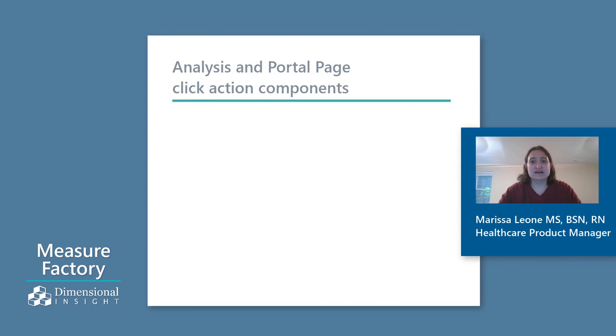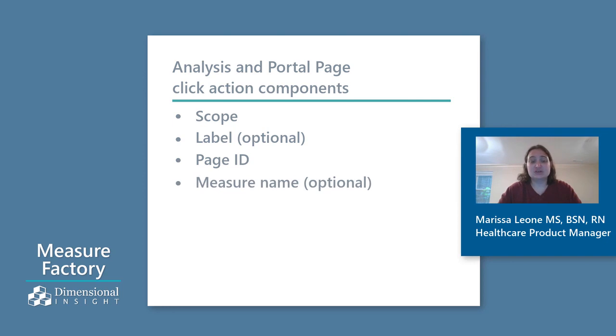So these click actions have several components. You're going to want to set the scope, then the label. That's just going to be how it displays in the DivePort. The page ID, which is going to reference what page you want the click action to show. Optionally, you can set it to show a measure or a factory if you're using a DivePort that has multiple factories in it. You can set the size of the pop-up, and if you don't want it to be a pop-up, then you can set pop-up false.